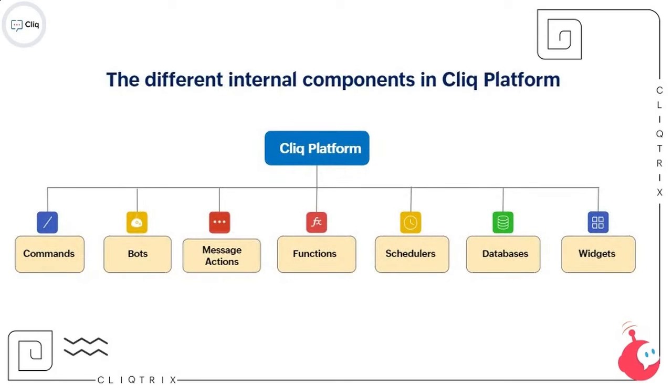On the screen, you can see that there are different components present in the Cliq platform, which are commands, bots, message actions, functions, schedulers, databases, and widgets. You can pick from these components to create your extension.